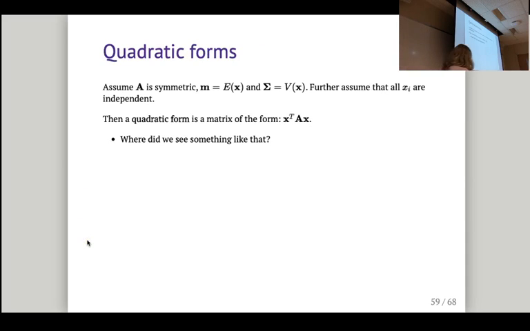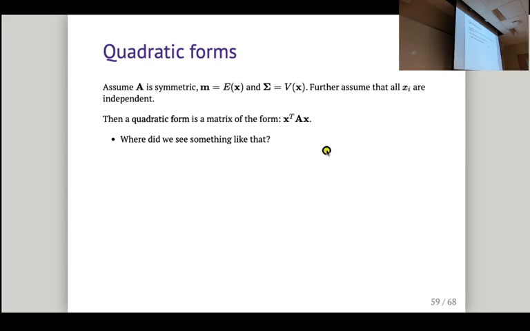The very last thing I want to talk about today, and unfortunately we won't get to the practice problems, but I will post them with solutions in the PDF, is something called a quadratic form. Assume that A is a symmetric matrix, m is the expected value of some vector x, and sigma is the variance of some vector x. Further, we'll assume that all of the x's are independent. A quadratic form is something like this: x transpose times A times x.